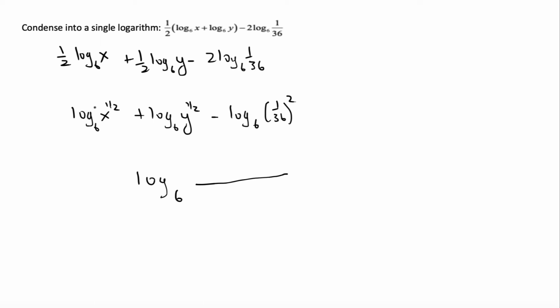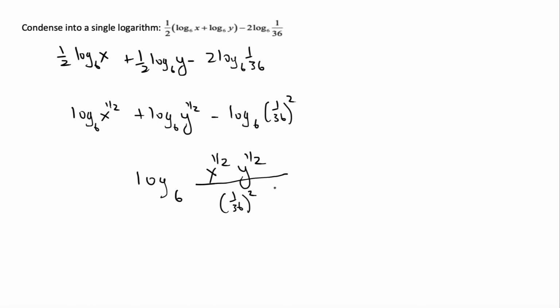You notice that the log base 6 of x to the 1/2 is positive, so we're going to put x to the 1/2 in the numerator. Similarly, we're going to put the y to the 1/2 in the numerator, but you notice this is a minus sign. So what does that mean? It means that the argument, the 1 over 36 squared, should go in the denominator here.